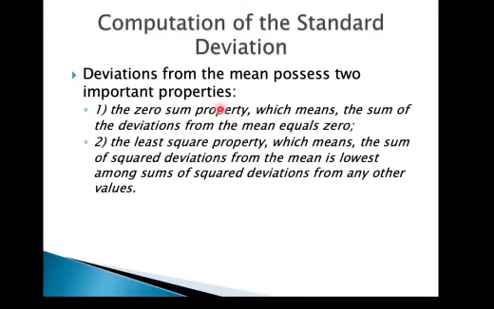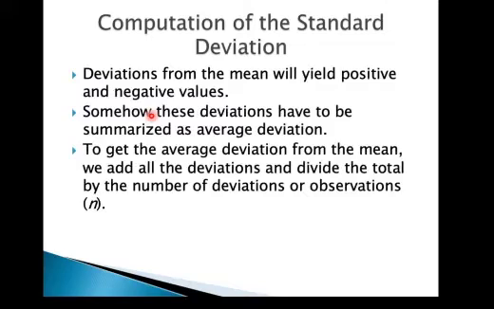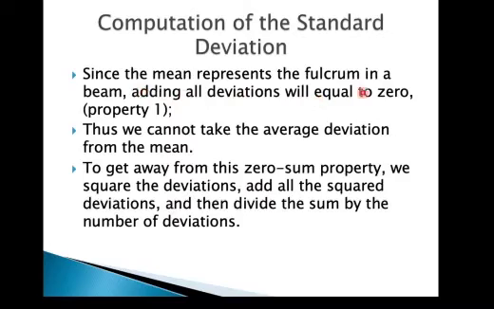And because of that zero sum property, we told you that the deviations from the mean will yield positive and negative values, and these deviations have to be summarized as our average. But to get the average, we add the deviations. And again, we told you that when you add the deviations, the sum is equal to 0. We explained this to you.